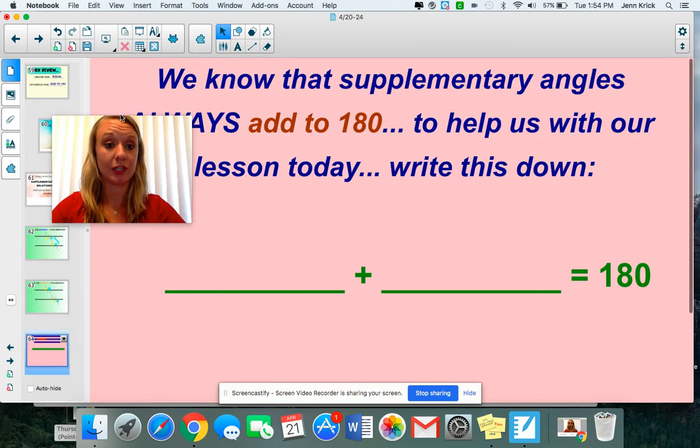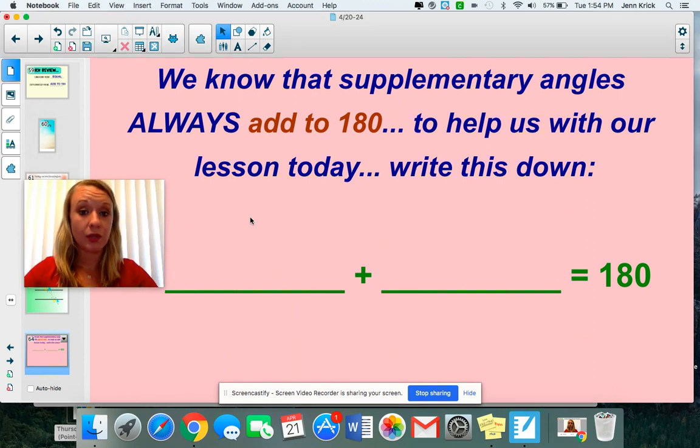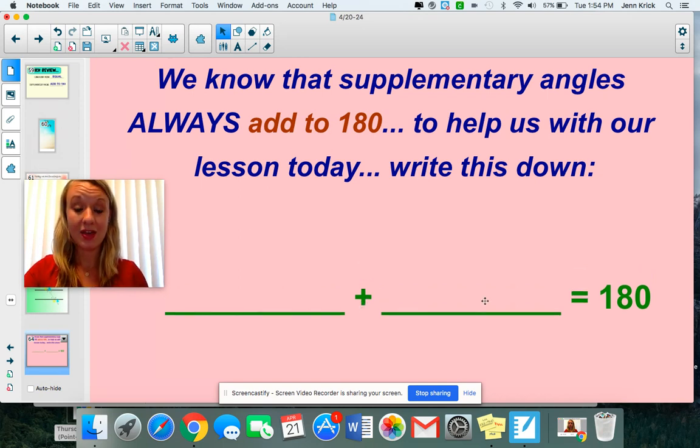Here's what we're going to be starting with today. We know that supplementary angles always add up to 180 degrees. To help us with what we're going to do today, if you could copy down this green format, you're going to use that for like every problem that we do, knowing that we're going to be adding angles to a sum of 180.